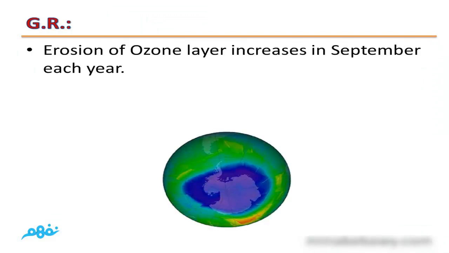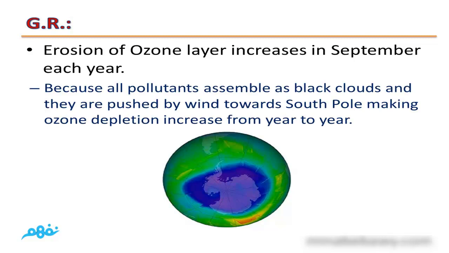Give reason 4. Erosion of ozone layer increases in September each year. This is because all pollutants assemble as black clouds, and they are pushed by wind towards South Pole, making ozone depletion increase from year to year.